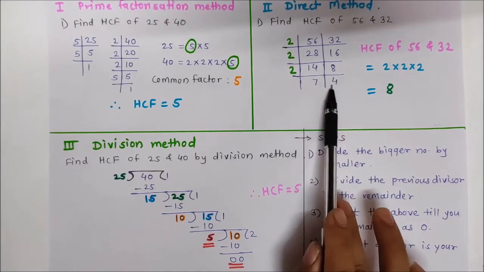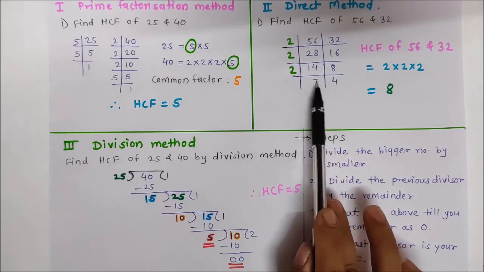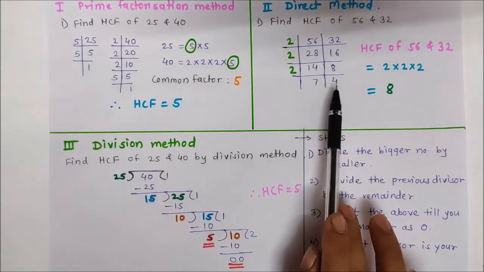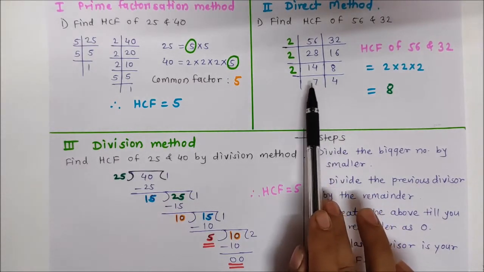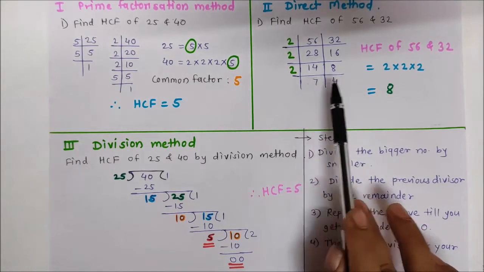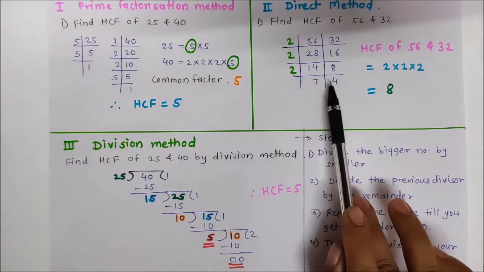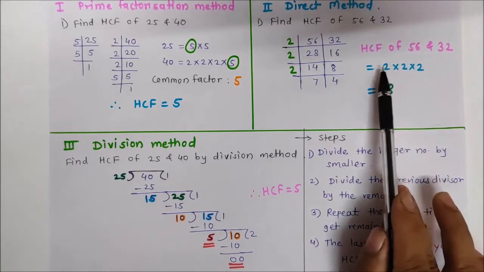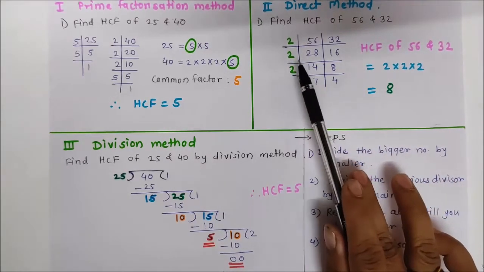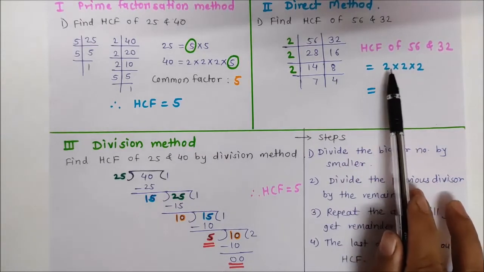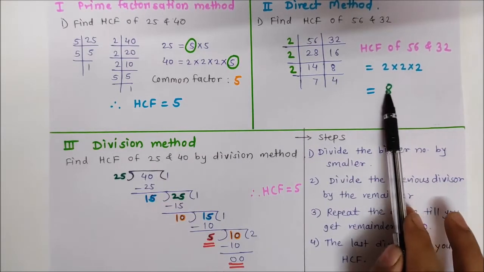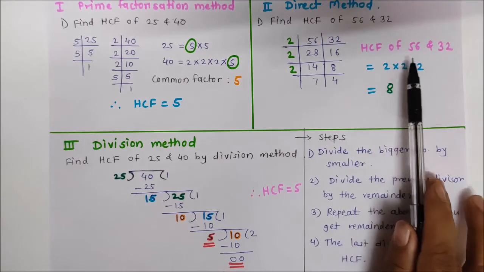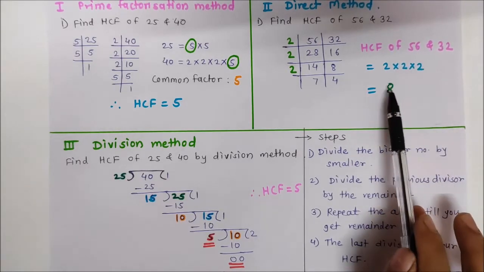Here between 7 and 4 there is no common number. So the HCF of 56 and 32 is 2 into 2 into 2. So 2 2s are 4, 4 2s are 8. So the HCF of 56 and 32 is equal to 8.